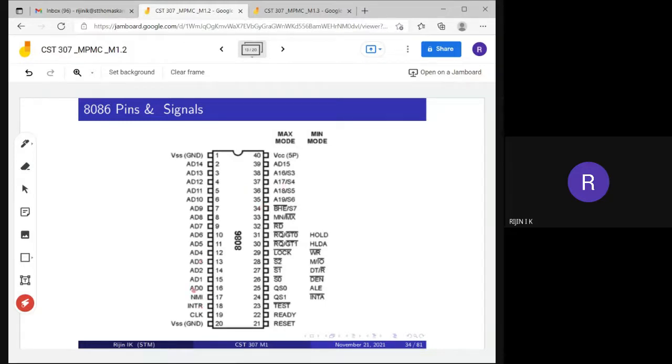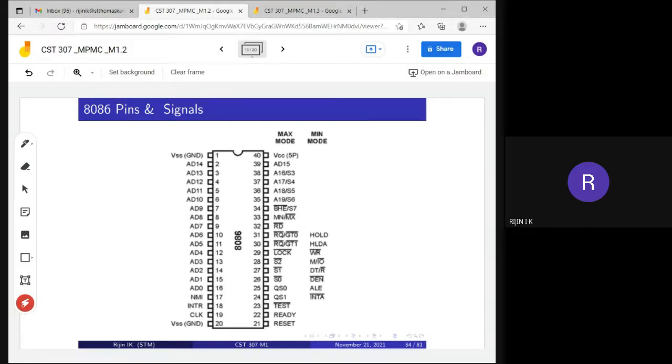So pin number 2 to 16 and 39 are address bar data lines, and pin number 35 to 38 are address bar status lines. Then another pin is there, that is pin number 34. It is called bus high enable.